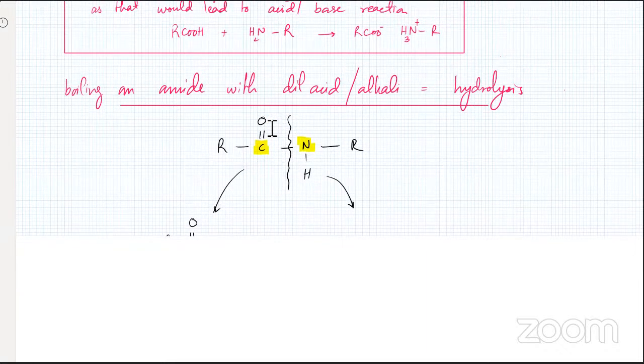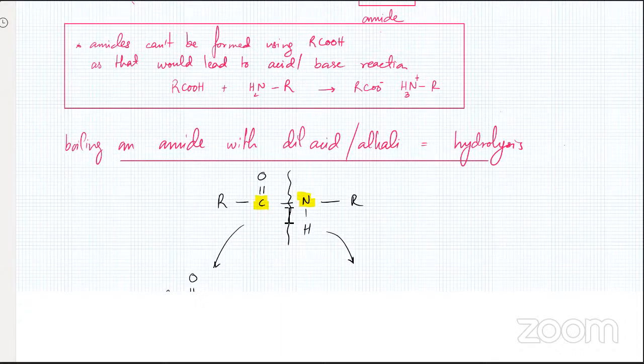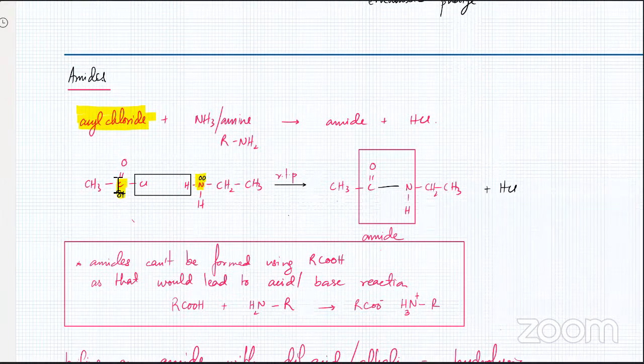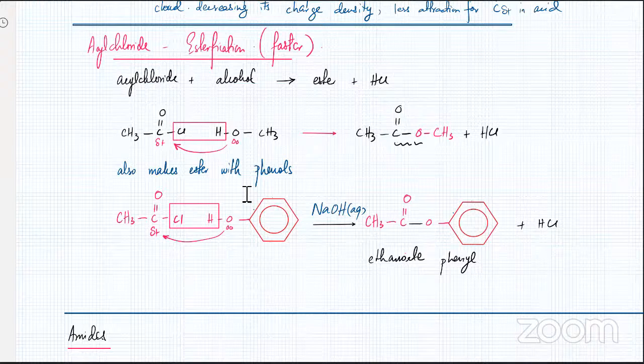So remember, you've got two groups. You've got an ester group, you've got an amide group. Both of them are formed in similar ways: acyl chloride reacting with amines, acyl chloride reacting with phenols, or acyl chloride reacting with alcohols. Or you can also have carboxylic acid reacting with alcohols. That's going to produce ester.